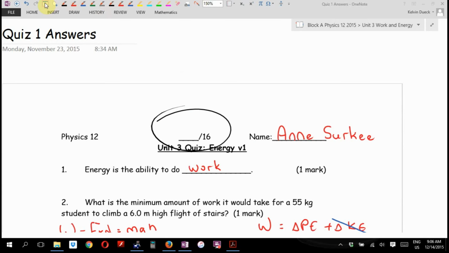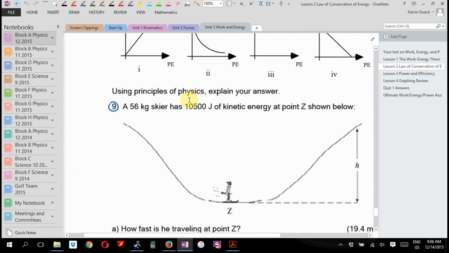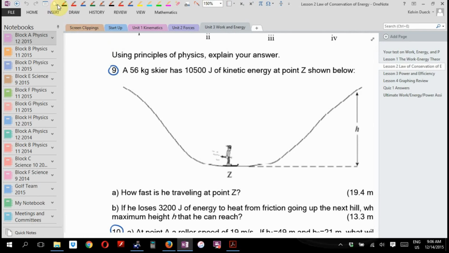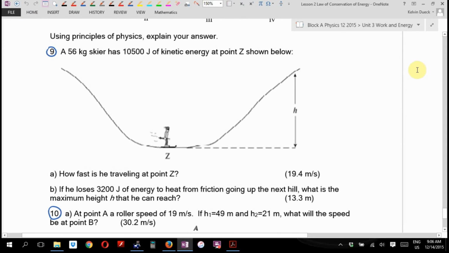So let's do some question and answer tutorial questions. Lesson 2, number 9. Skier? Yep. Okay, cool. Let's go skiing. There's a change in height, there's a change in speed. I think this is going to be a job for the law of conservation of energy. Part A says, how fast is he traveling at point Z? Well, this is kind of strange because this time, as a little twist, I actually gave you the kinetic energy. So I think I can go like this. 10,500 equals a half mv squared.